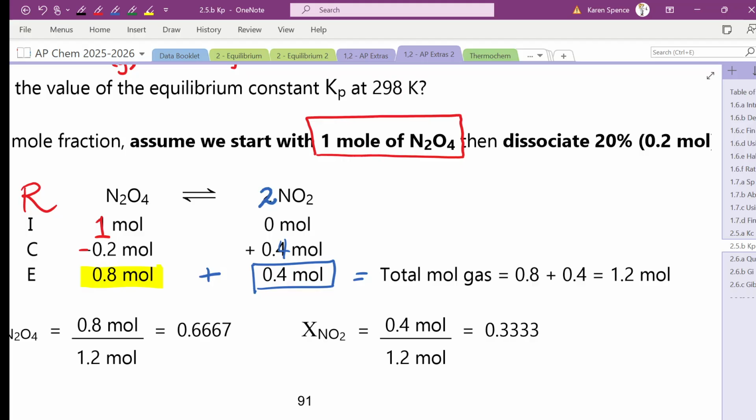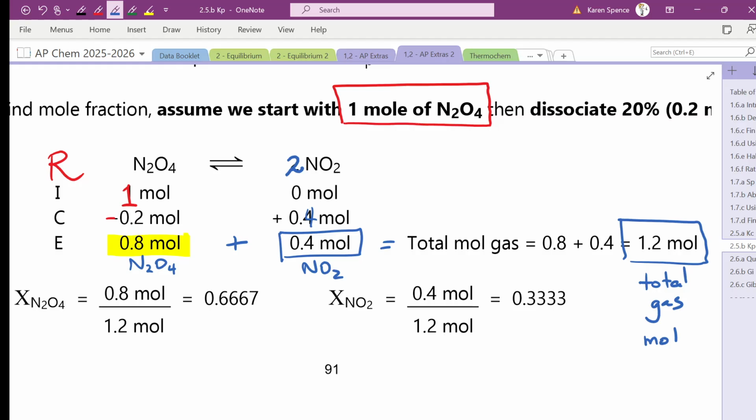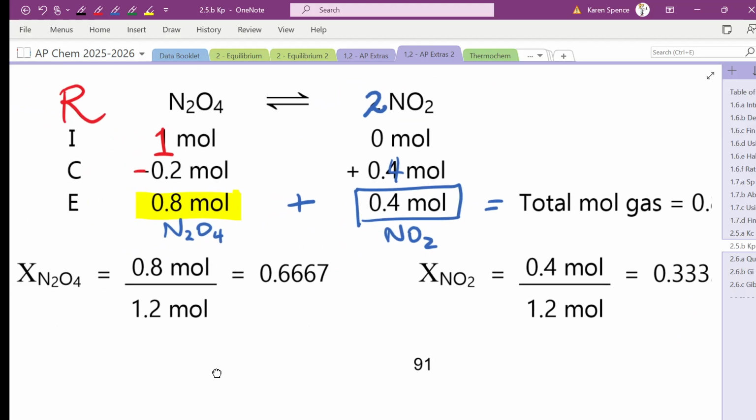We could have started with any number. Our mole fractions will end up the same. Okay? We could have started with any number of moles, so you can just assume whichever one you want. 1 happens to be a nice easy number. So our total moles of gas is 1.2. Now we have moles of N2O4, and we have moles of NO2, and we have the total gas moles. What can we find? We can find the mole fractions.